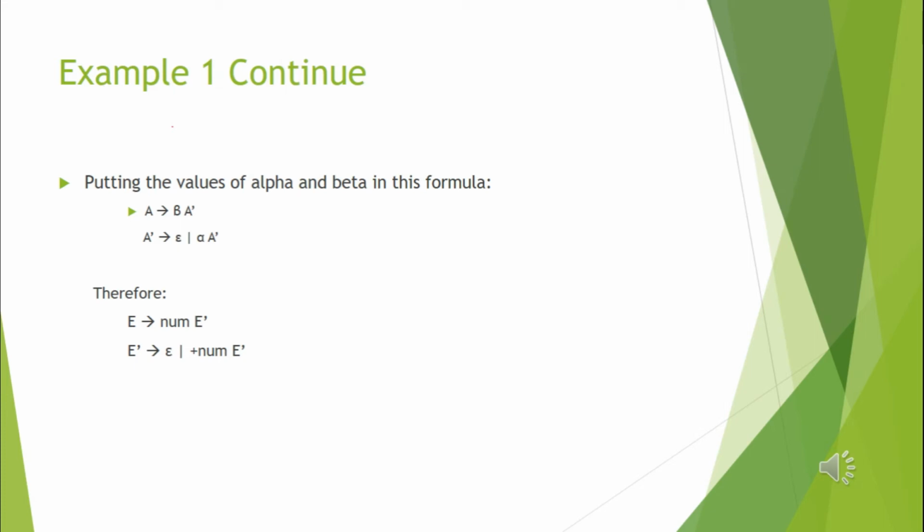Therefore, putting the values in the equation, E goes to num E dash, and E dash then goes to either epsilon or the alpha part, which is plus num, and again it is calling itself E prime. So here we have easily removed the left recursion, as we can see that E is not directly calling its own self. Firstly it performs num and then it calls E prime, and similarly E prime again does not call itself, but it firstly performs the plus num operation and then calls itself. So therefore we have removed the left recursion from this grammar.